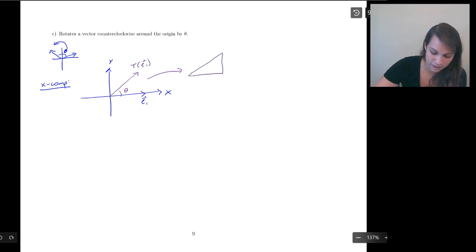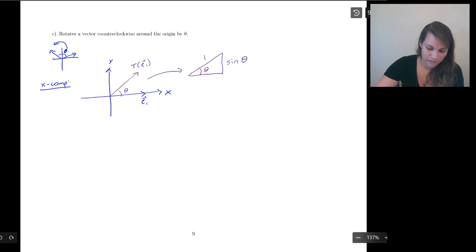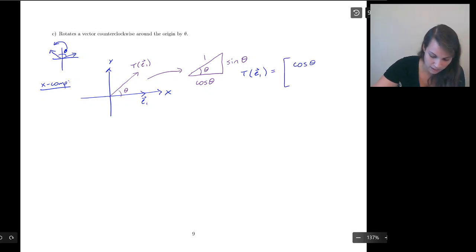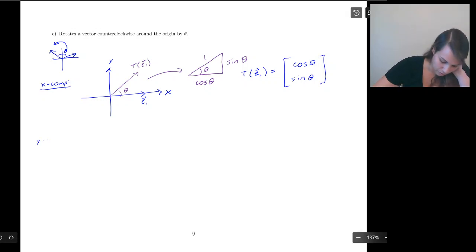We can turn this vector into a triangle. We know its hypotenuse is 1 because we started with E1 and the length of U1 is 1. So how do we find the opposite side? The opposite side is sine of theta, and then the adjacent side is cosine of theta. So then we can say that T of E1 is going to be equal to: the x component is now cosine of theta, and the y component is now sine of theta. Okay. What happens with the y component here?